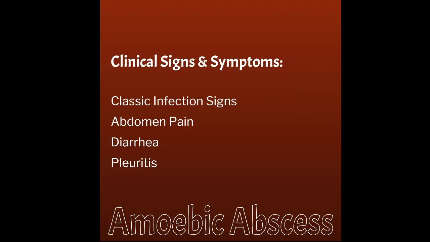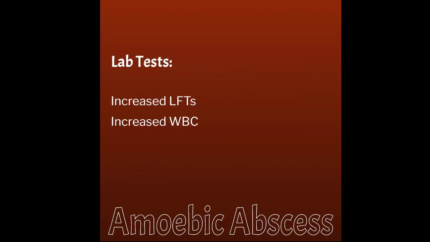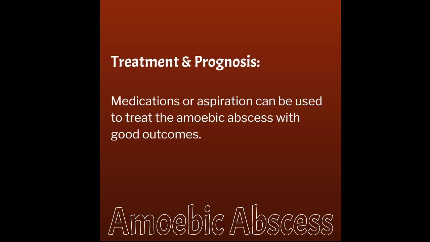Clinically, these patients are going to have classic infection signs, including abdominal pain and diarrhea, since this is starting out as an intestinal issue. And again, they might have pleuritis with pain with breathing. Lab tests then are going to show increased LFTs and increased white blood cell count if the amoebic abscess has moved its way to the liver. Treatment for the amoebic abscess is typically medications or aspiration, which means to suck all of that out.